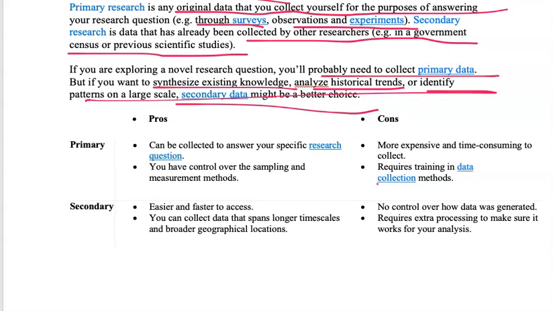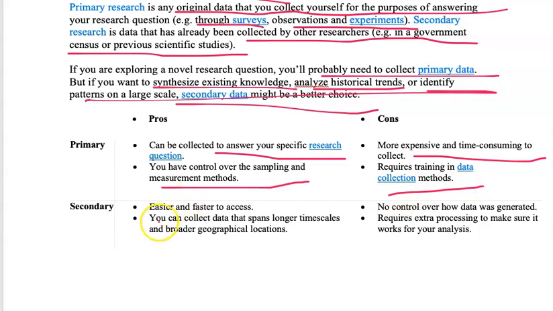Again, there are pros and cons of primary and secondary data. The primary data can be collected to answer your specific research question. You have control over the sampling and measurement methods. Whereas it has negative impacts also: it is a more expensive and time consuming process. It requires training in data collection methods when we want to collect a large amount of data. Whereas secondary sources are easier and faster to access. You can collect data that spans longer time spans or broader geographical areas.